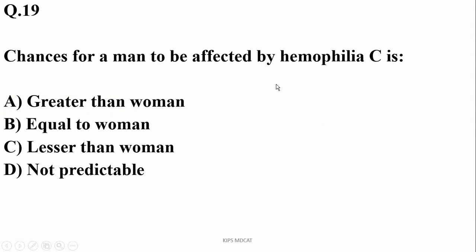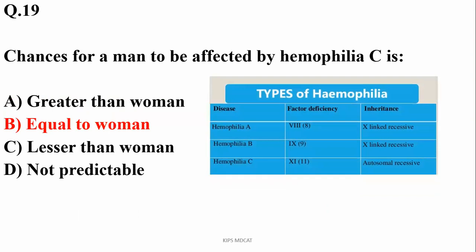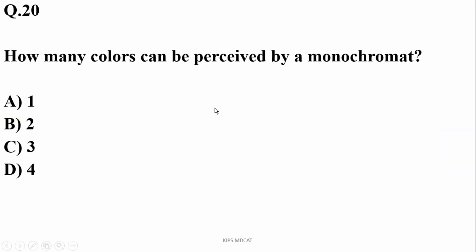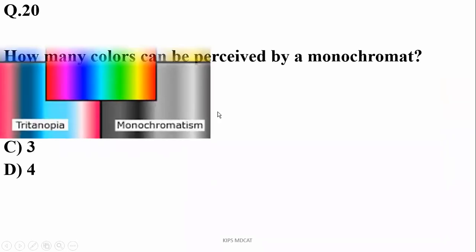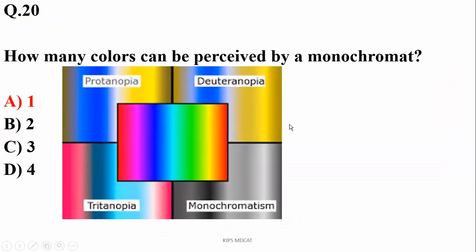Chances for a man to be affected by hemophilia A are greater than hemophilia C. Hemophilia A and B are more common in males, but hemophilia C is an autosomal recessive disorder. So males and females will be affected equally by any autosomal disorder. How many colors can be perceived by a monochromat? A monochromat can perceive one primary color or basic color efficiently, but the other two colors are not perceived efficiently.